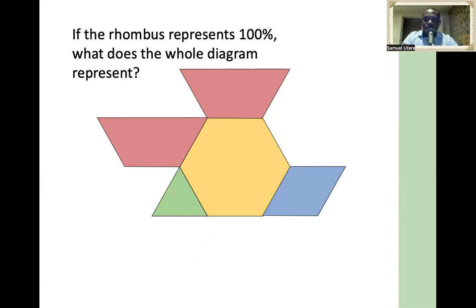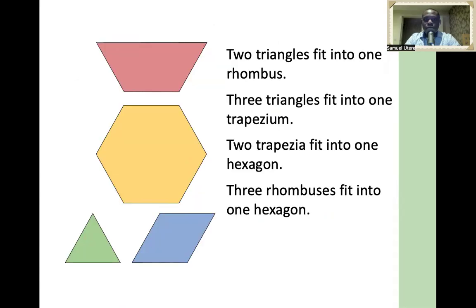Let's look at a further example working with shapes. If the rhombuses represent 100%, so these rhombuses, they represent 100%, that's the rhombus. What does the whole diagram represent? So remember what we did earlier, how many of these fit into each other.